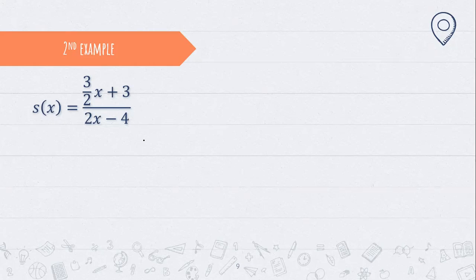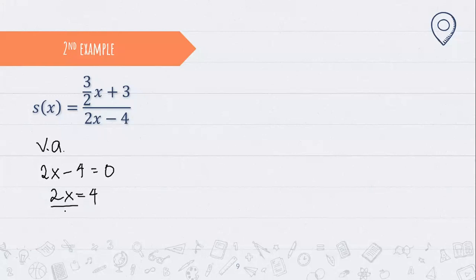Okay, sige, let's check. Find the vertical asymptote, o VA na lang. Okay, simply equate our denominator to 0. So we have 2x minus 4 equals 0. Simplify further, we have 2x is equal to 4, over 2. Ayan, x is equal to 2. This is our vertical asymptote.